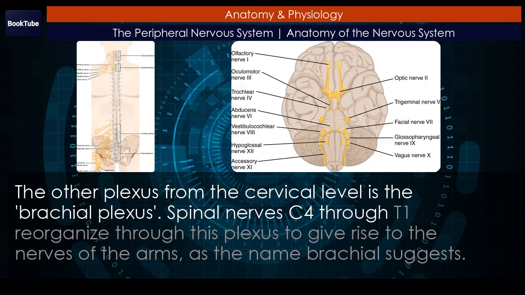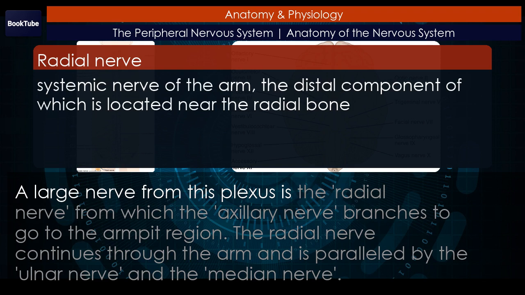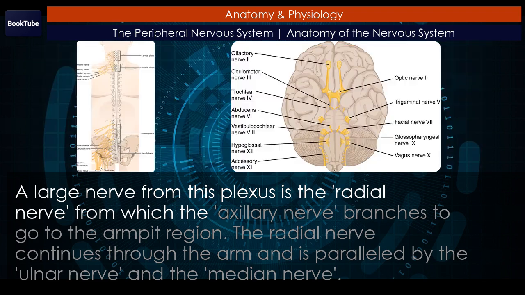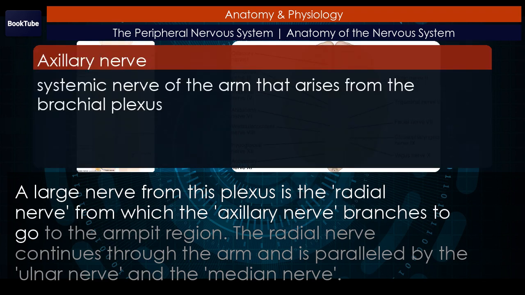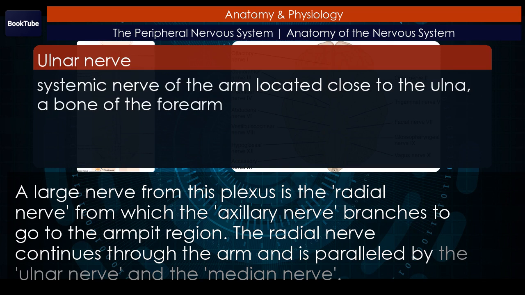Spinal nerves C4 through T1 reorganize through this plexus to give rise to the nerves of the arms. As the name brachial suggests, a large nerve from this plexus is the radial nerve, from which the axillary nerve branches to go to the armpit region. The radial nerve continues through the arm and is paralleled by the ulnar nerve and the median nerve.